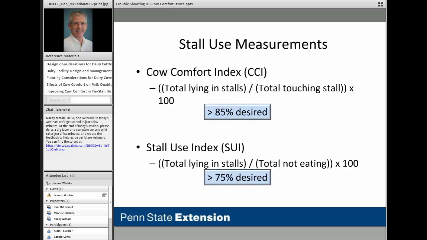The stall use index is one I like a little bit better because it does take the cows that are eating into account. So you look at the total number of cows lying in the stalls divided by the total number of cows in the group that are not eating. Because if they're eating, they're working. We like that behavior. And so we look at 75% or more as desirable in these cases. But there are some things to remember with these indexes.